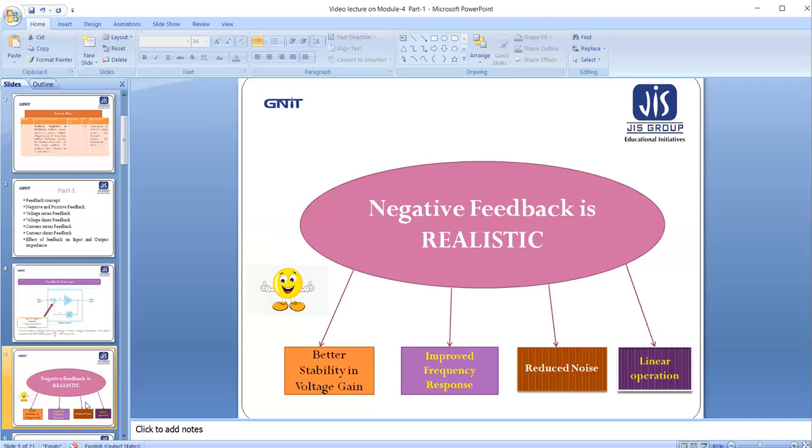And more linear operation, because every time we are cross checking the output variations. So if there is any harmonic distortion or amplitude distortion in the output, automatically it will be checked by this feedback circuit, and thus the input signal will be controlled.